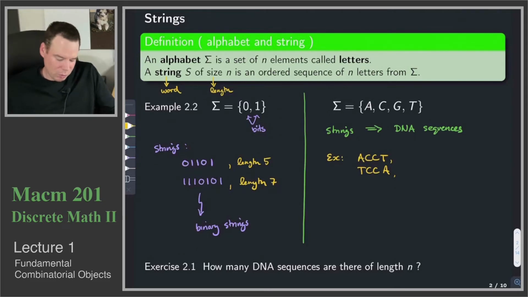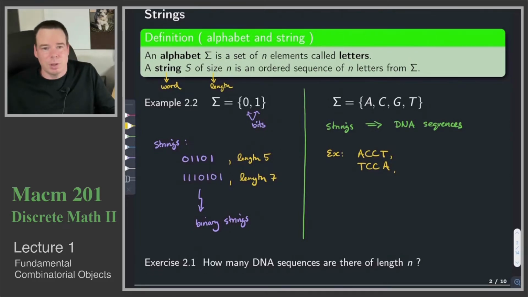So the length is about 3 billion. We leave as an exercise at the bottom of the screen to count the number of DNA sequences there are of length n. So there's a natural counting problem associated with DNA sequences. And you may think to yourself that, well, it's a string of length n. Each entry in that string could be one of 4 characters, so it should be 4 to the n.